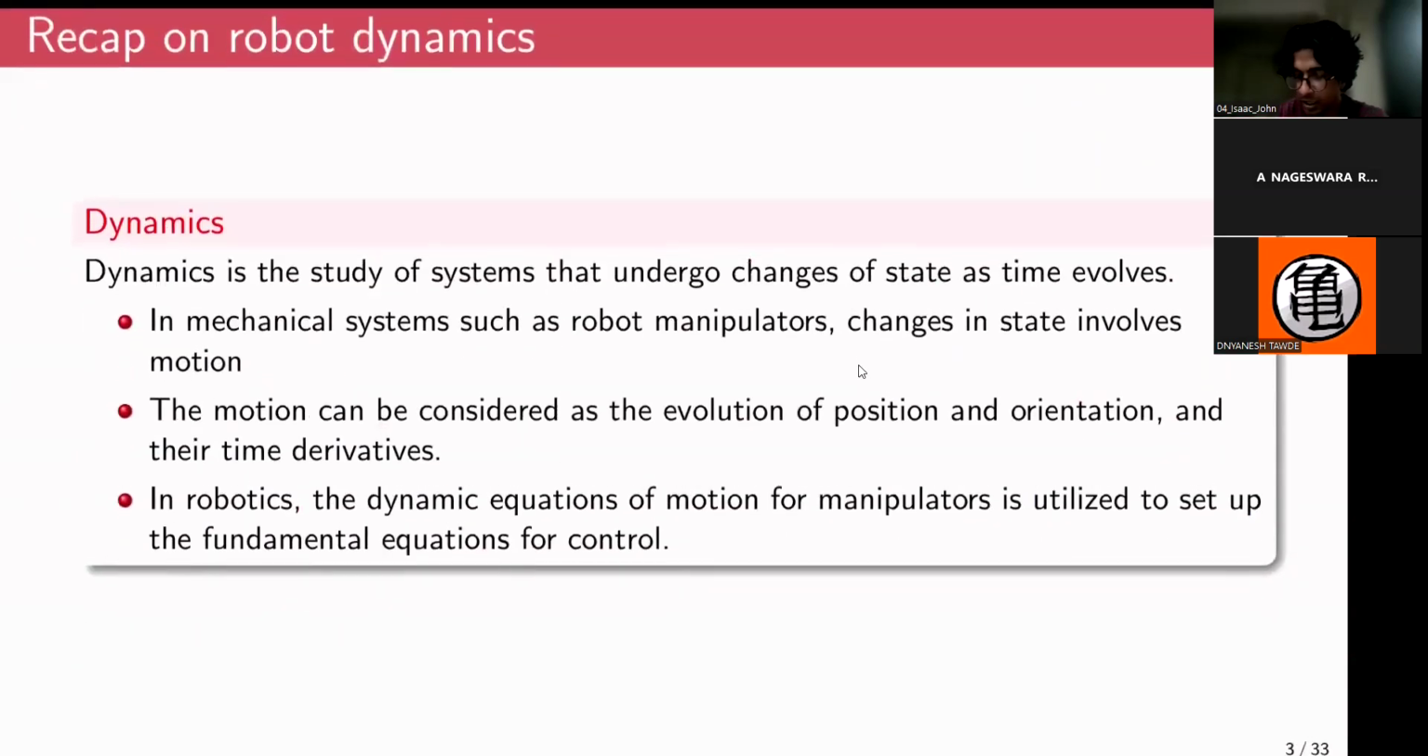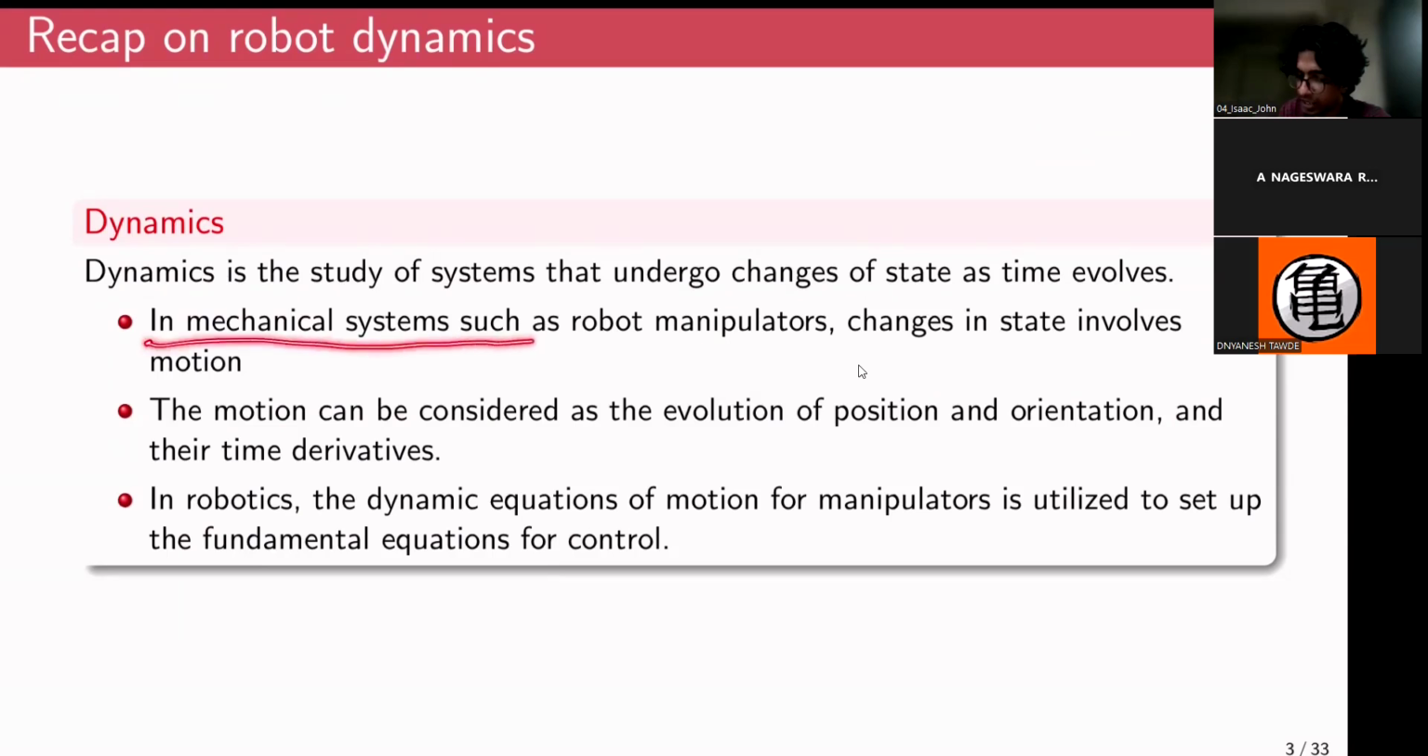So moving on, let's have a recap on what robot dynamics is essentially about. Dynamics is a study of systems that undergo changes of state as time evolves. So if your robot is at a particular configuration at the beginning of the time, because of the interactions of external effects, what will be the state of the robot as time evolves? So dynamics essentially is the study of systems that undergo a change of state.